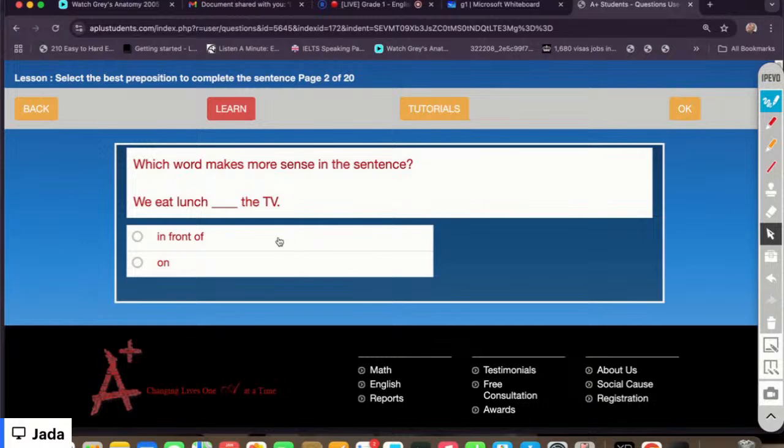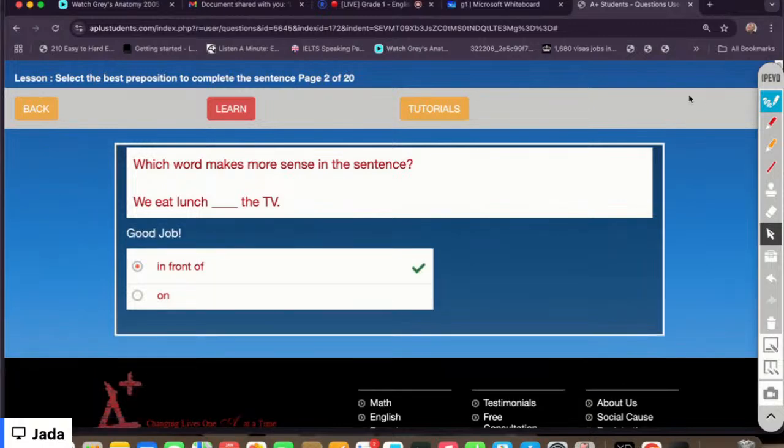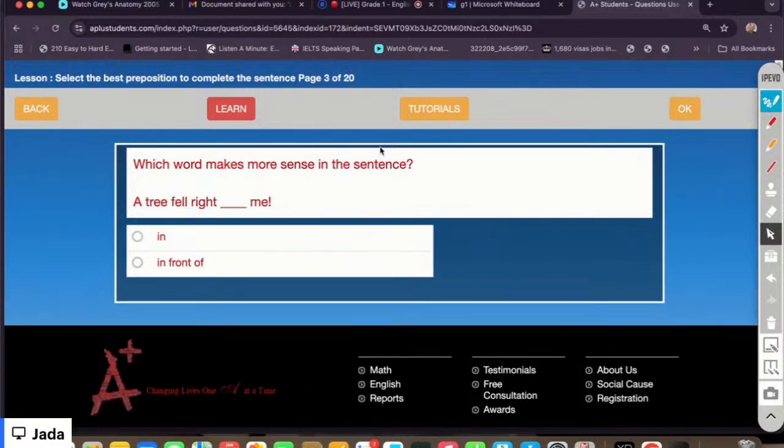So we ate lunch in front or on. So you cannot eat lunch on the TV. So it's going to be like you're on the TV, sitting on it. So it's going to be in front of the TV. So you sat in front and then you ate your lunch.